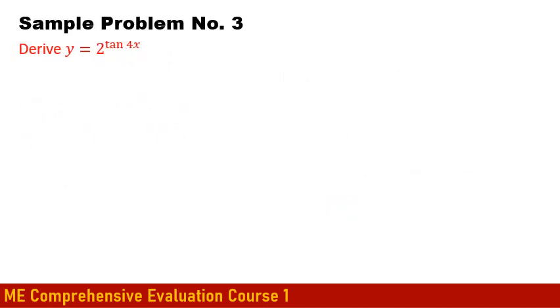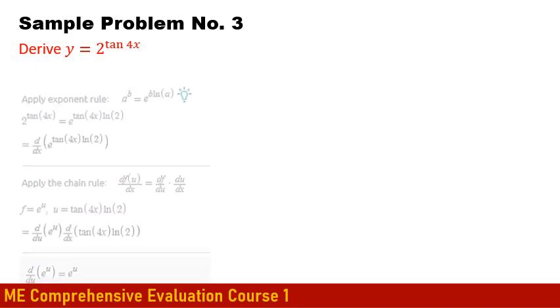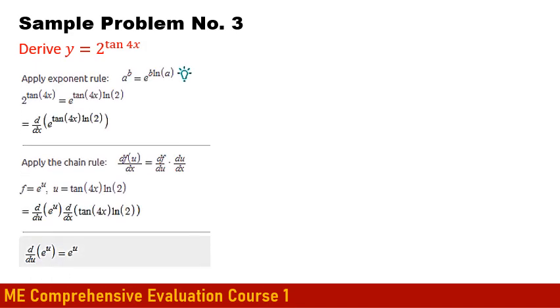Sample problem number 3. We have y is equal to 2 to the power of tan 4x. So this is actually an exponential equation, so we can apply the exponent rule. We are not yet differentiating, but we can use this exponent rule in order to simplify the given problem.